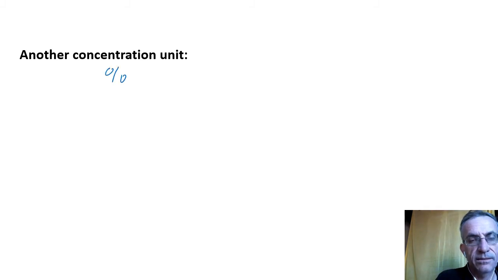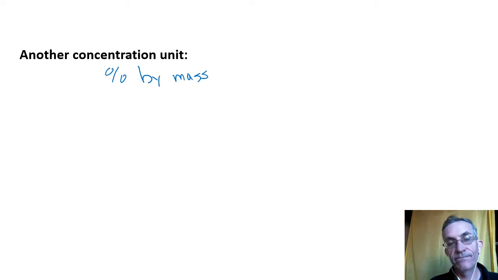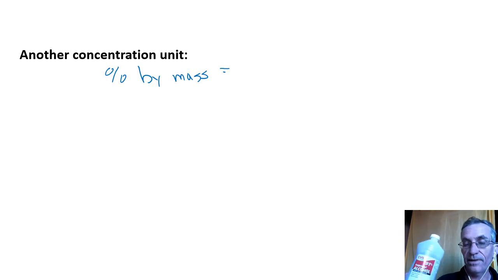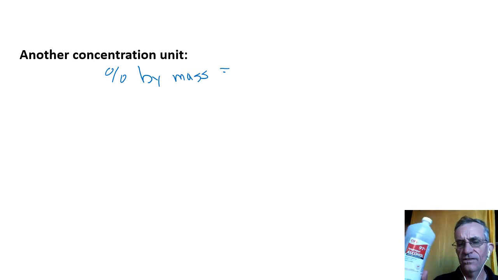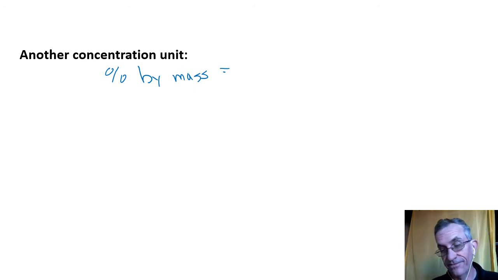Percent by mass. Percent by mass is another way of talking about concentration. And you actually see this if you buy different products around at CVS or whatever. Like this bottle here says 91% alcohol, this rubbing alcohol. So that's measuring concentration using a percentage. 91% by weight of this bottle is alcohol. The other 9%, if you're wondering, it's water.